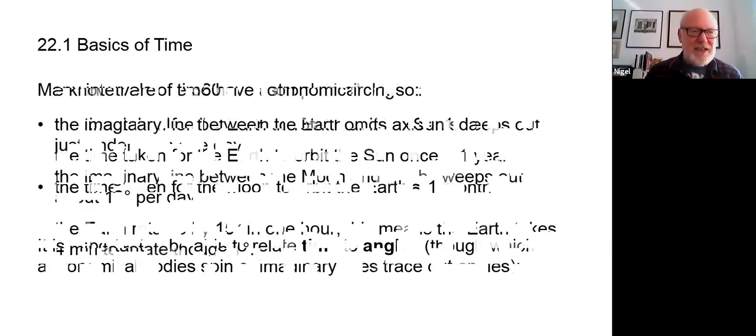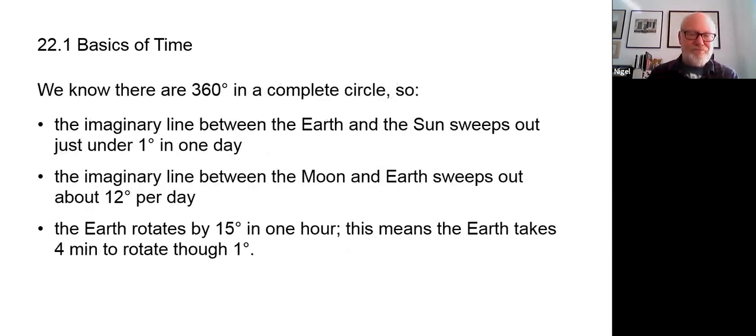Okay, so let's just take this a little bit further on. Some useful facts here. Now, we know that in a complete circle, you'd have done this in geometry at school, whether you are still at school or whether school is a long distant past like myself, there are 360 degrees in a circle. Now, if the Earth orbits the sun in 365 days, then that means that in one day, the imaginary line between the Earth and the sun moves through an angle of just under 1 degree.